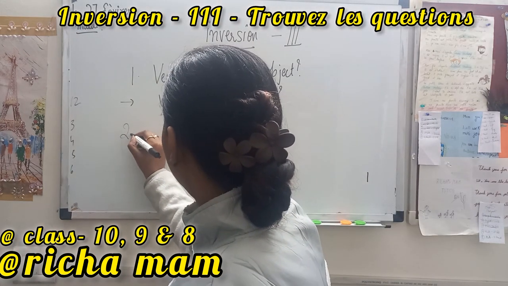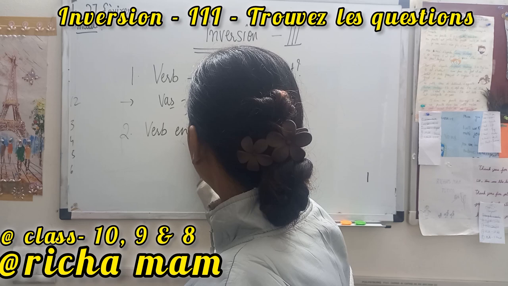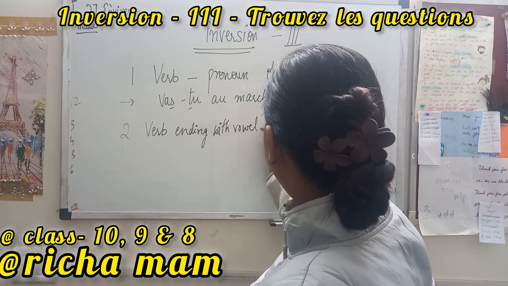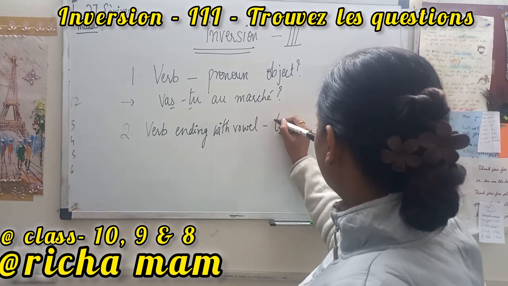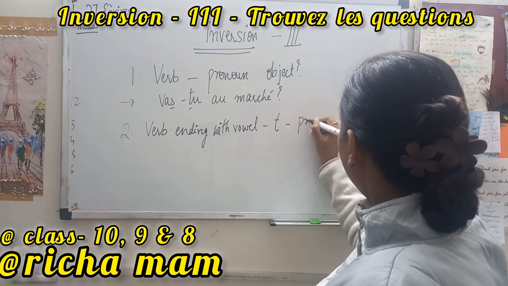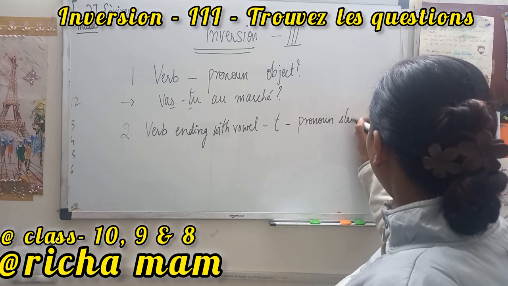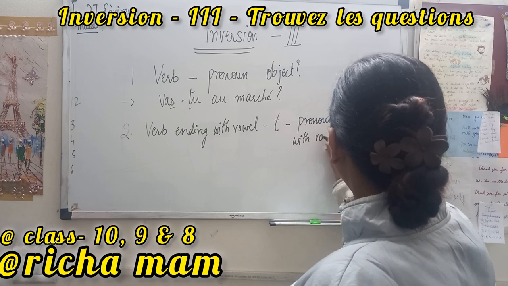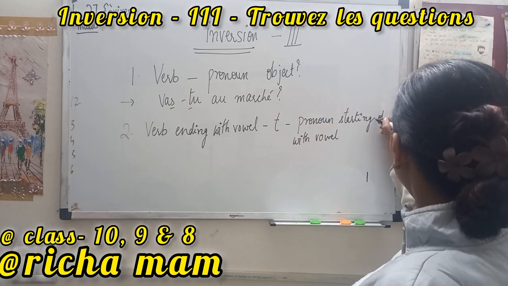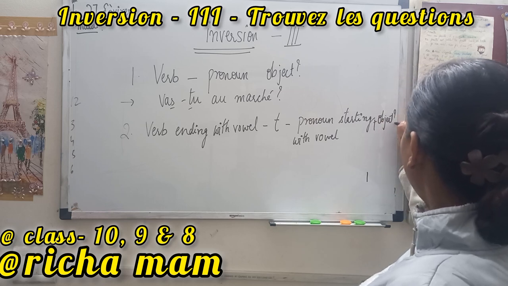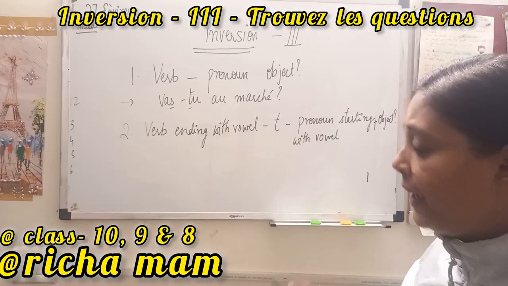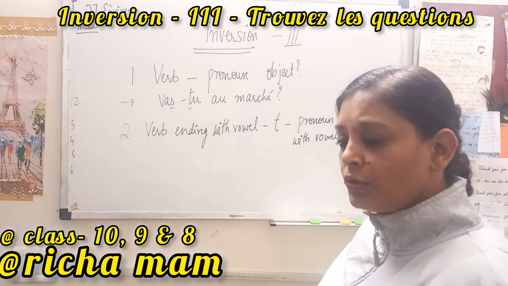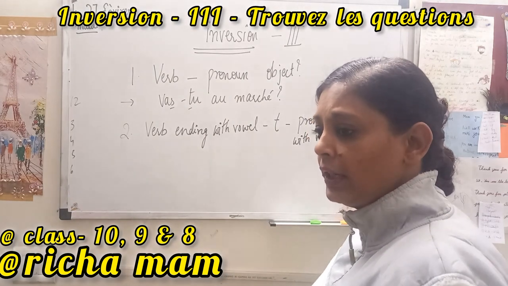Yes. Now the second condition is when there is a verb ending with a vowel, and in between verb and pronoun it will be T. Right? And the pronoun starting with a vowel, and then the object. Then question mark. Please always put a question mark at the end of the question. When you are asking a question it should be a question mark, not a full stop. When you are giving the answer it should be a full stop.